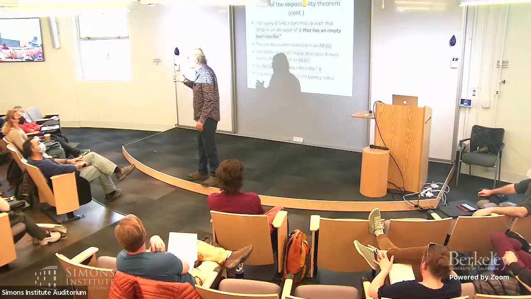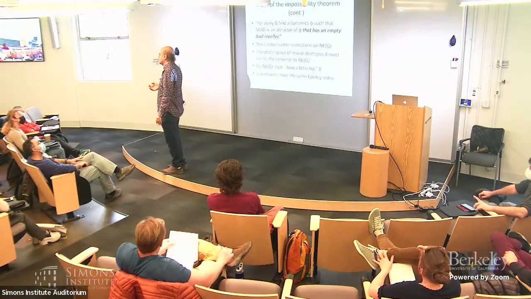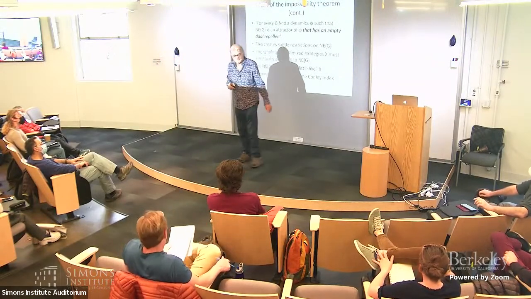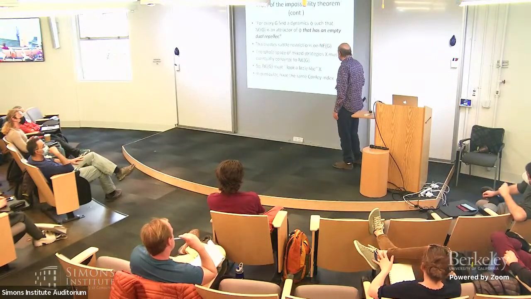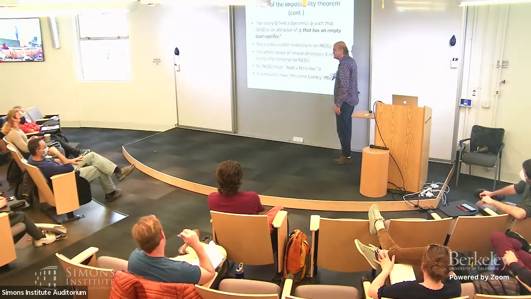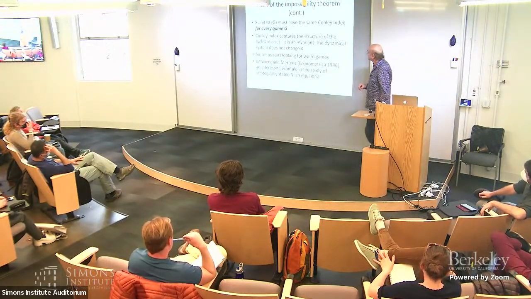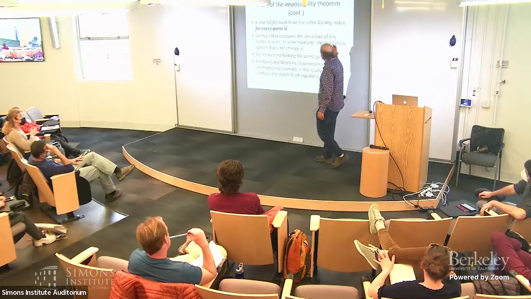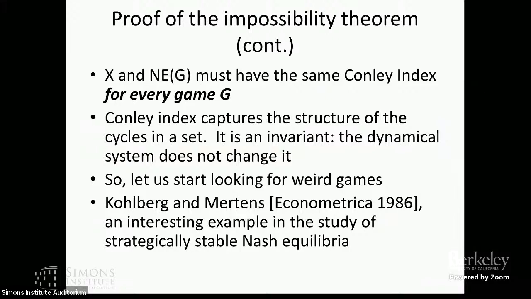In particular, they must have the same Conley index. What is the Conley index? The Conley index of the Nash equilibria of G must be the same as that of X, with the same coordinates for every game G. So I'm slowly revealing to you the constraints that this puts. The Conley index captures the structure of the cycles in a set. It is an invariant. The dynamical system does not change it. Let's not define exactly what it is, but that's its basic property.